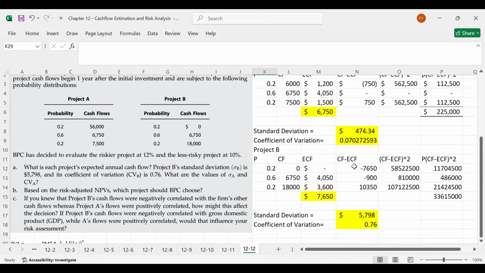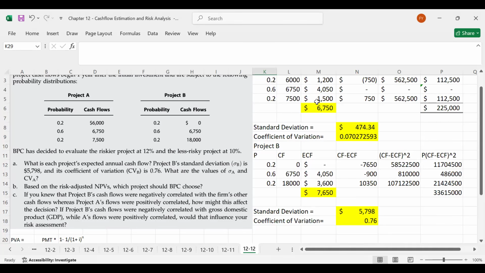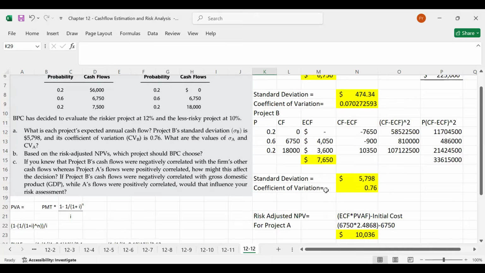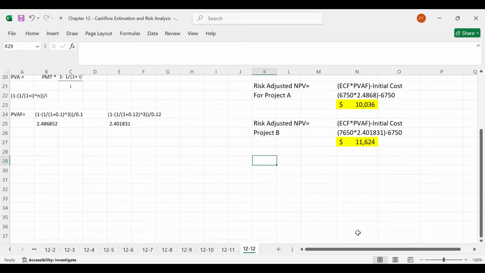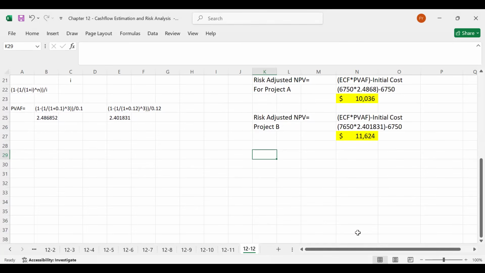And of course, you can see the expected average cash flows of project A are less as compared to B. The expected cash flows are higher in project B, and the risk adjusted NPVs are higher. So in part C, again the decision is to go with project B. If project B were negatively correlated with GDP, this means that it is less risky and project B's acceptance is reinforced. So we should go for project B, yes.